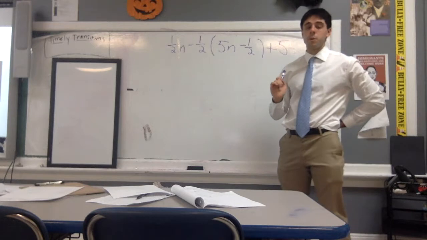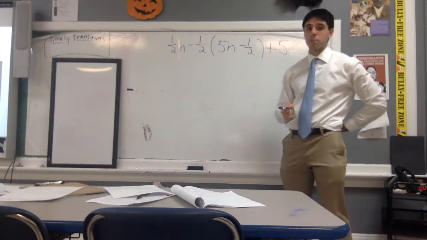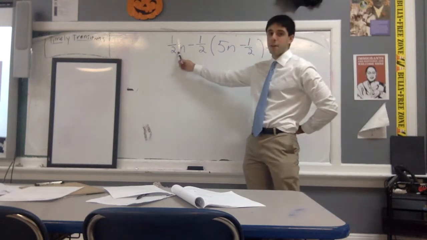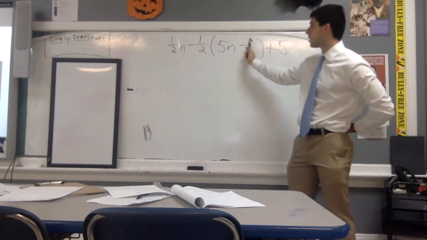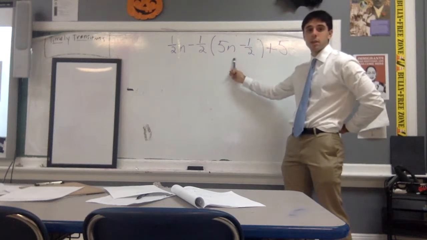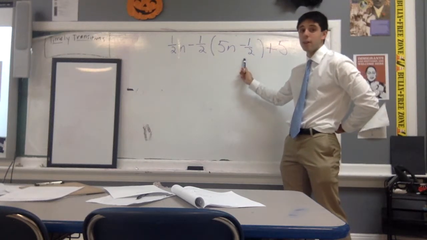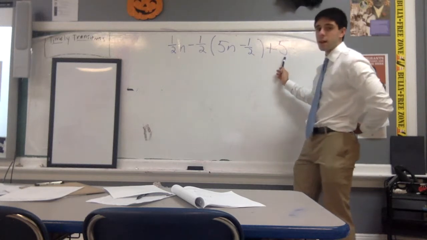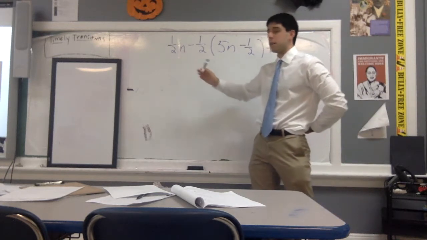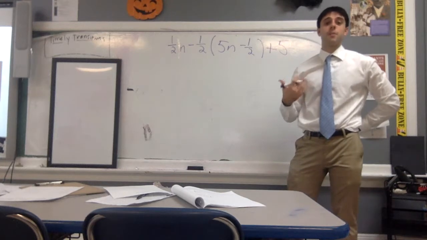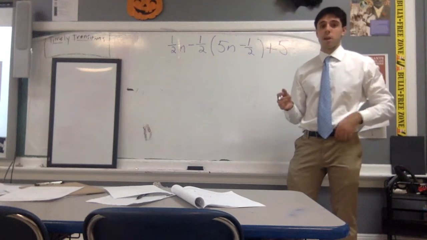So for this one, we currently cannot combine any like terms. 1/2 n cannot be combined with anything. Inside of parentheses, we can't do anything here. 5n and negative 1/2 are not like terms. The 5 on the outside can be combined with our 1/2 n here. So that means the first thing we're going to do is distribute in our problem.